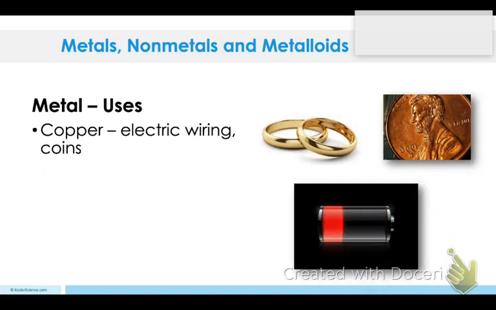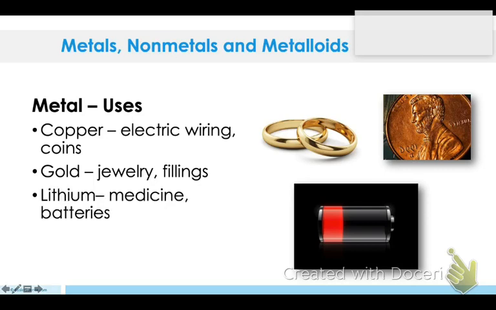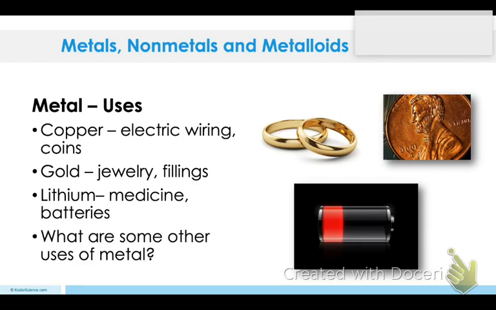Metal uses. Copper is used for electric wiring. Coins: they don't make coins out of copper anymore. I think they stopped doing that in like 1982. Now it's, I think, made out of zinc with a copper foil around it. Gold: jewelry, fillings. Fillings is another thing that they don't use gold for anymore. Lithium is used for medicine and batteries. And then you can kind of think, what are some other uses of metal?